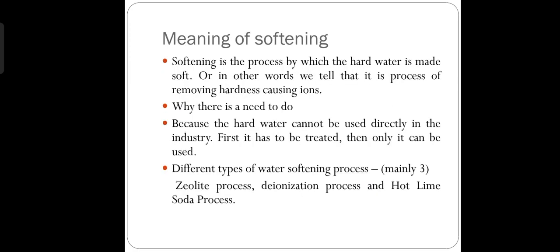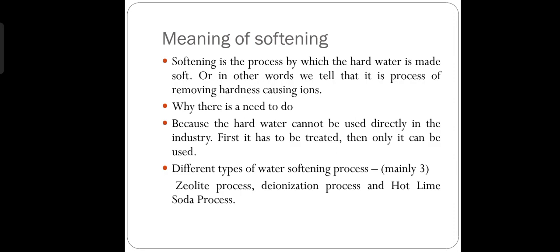Now what is the meaning of softening? Softening is the process by which the hard water is made soft, or we can tell it is the process of removing hardness causing ions. Now what are the hardness causing ions? Calcium ions and the magnesium ions that are here removed. That process is known as softening of water.